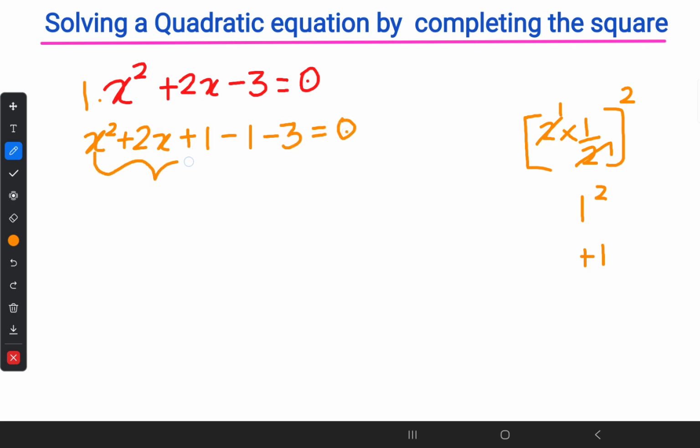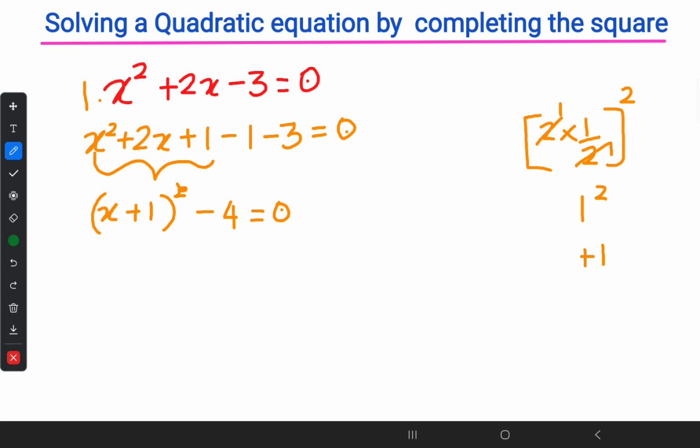Now look at the first three terms, x square plus 2x plus 1. We can make it a square number. From the first term, x square gives x; from the middle term, the sign; from the third term, the square root of 1, which is 1. So it is (x plus 1) whole square minus 4 equals 0. Okay, we made the given quadratic equation into a square.